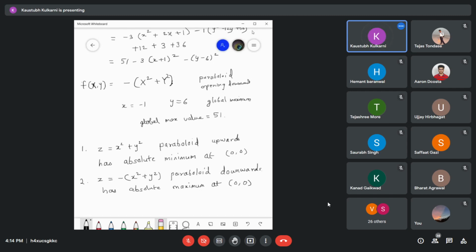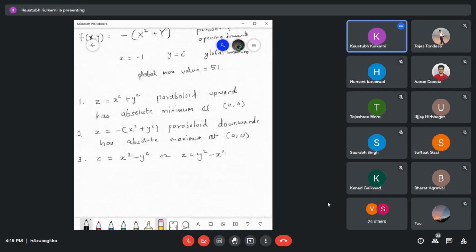The third case is where one of them is positive and one is negative, that is, it is either x square minus y square, or y square minus x square. One of them has a negative coefficient, then it produces a saddle point at its vertex, you can say 0 comma 0.